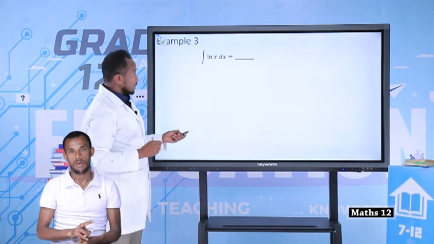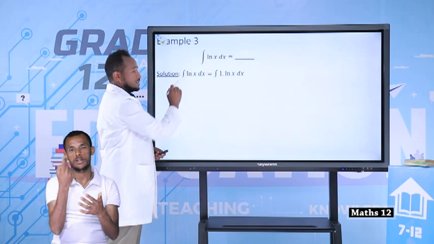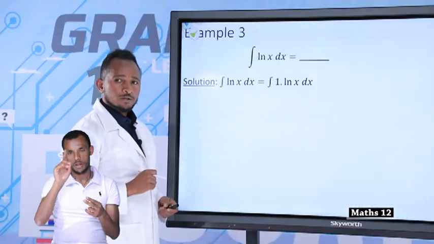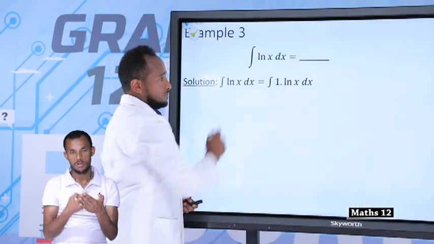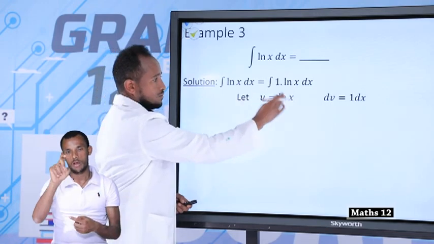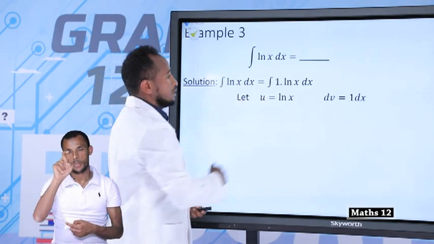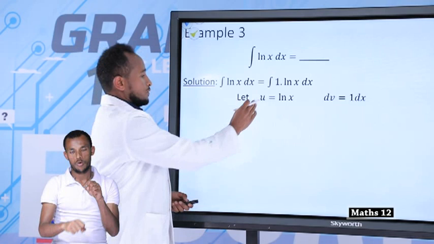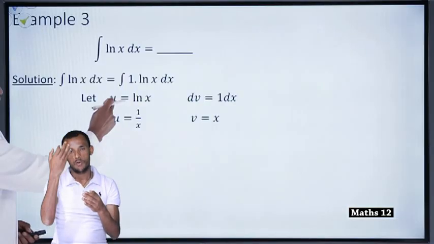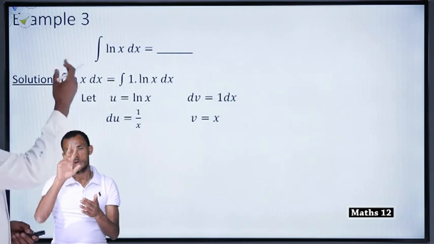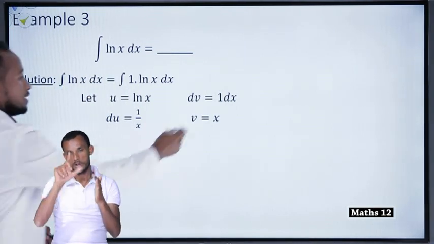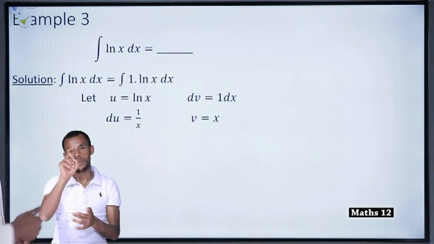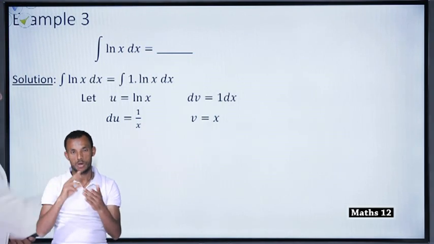So, to integrate this, by the way, the integral of ln x dx is a product of functions. You can just put 1 here. It is 1 times ln x dx. So, from this, let u be ln x and dv be the other part, 1 times dx. From this you can find the derivative of u, the derivative of ln x, as you remember, is 1 over x, and the antiderivative of 1 is x.